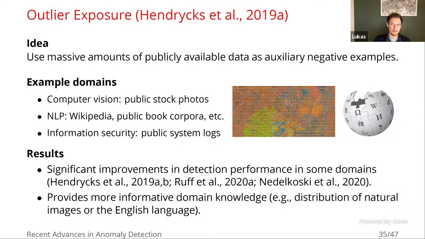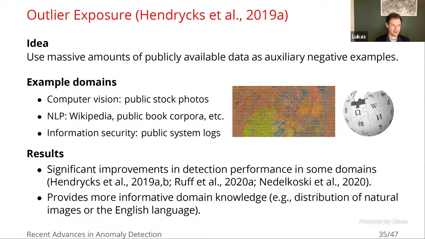Another very interesting idea is outlier exposure from Dan Hendrycks and Tom Dietterich, which is that in some domains, we can make use of the massive amounts of publicly available data as auxiliary negative samples. So for instance, in computer vision, ImageNet or public stock photos are available, in NLP, Wikipedia or large book corpora, or for intrusion detection, there are also very many public system log repositories online.